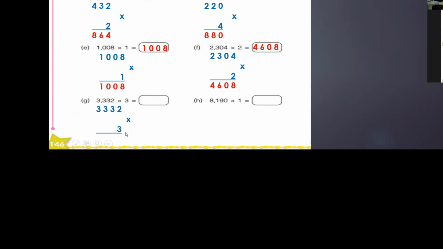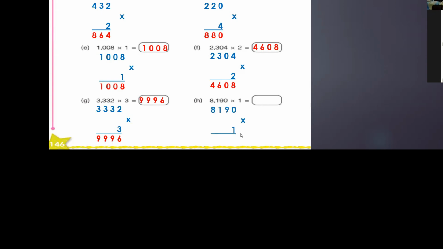Okay, and letter G, we have 3,332 multiplied by 3. Okay, so 3 times 2 is 6. 3 times 3 is 9. 3 times 3 is 9. And 3 times 3 is 9. So the answer here is 9,996. So the product of 3,332 times 3 is 9,996.